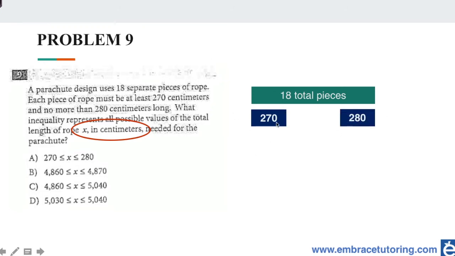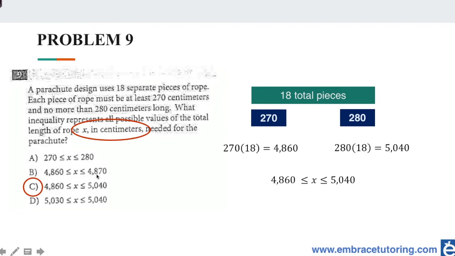So I'm just going to do what is the minimum amount, as well as what is the maximum amount. Well, the minimum is going to be 270 times 18, which equals 4,860, and my maximum is going to be 18 times 280, which is going to be 5,040. And the inequality that best represents this is going to be 4,860 is less than or equal to x, which is less than or equal to 5,040, meaning that this is the smallest the rope can be, and this is the greatest that the rope can be, consisting of 18 pieces between 270 and 280 centimeters long, making answer choice C my best possible answer for question number 9.